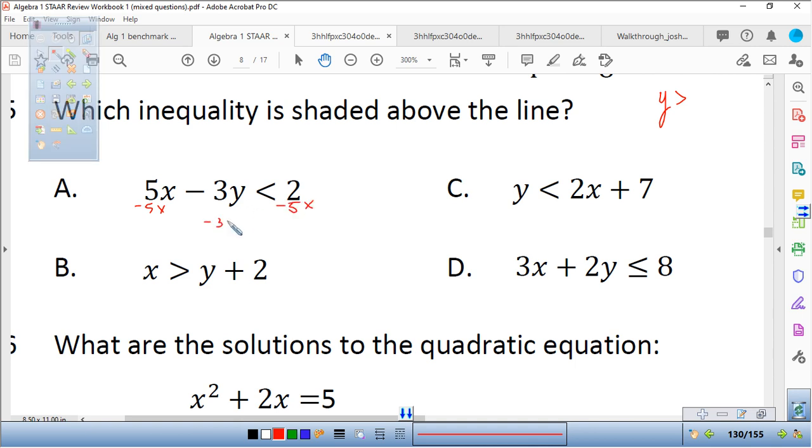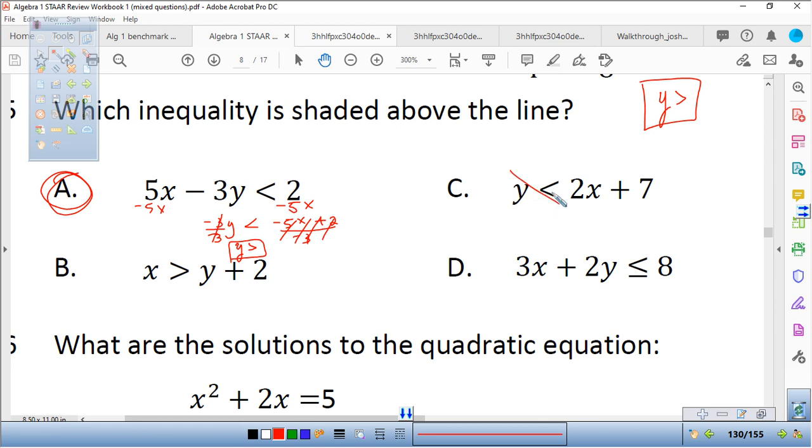So I'd have a negative 3y is less than a negative 5x plus 2. I really don't care about this, guys. I just want to see what happens with this right here. I'm going to go ahead and divide all this by negative 3. I really don't care about the rest. I'm really worried about looking for this. Now, in this situation, this cancels out. But since I divided by a negative, it gives me y is greater than. That's my answer. Cool.